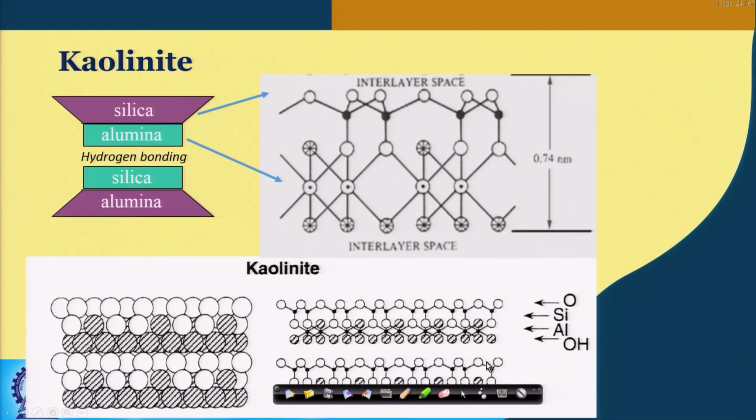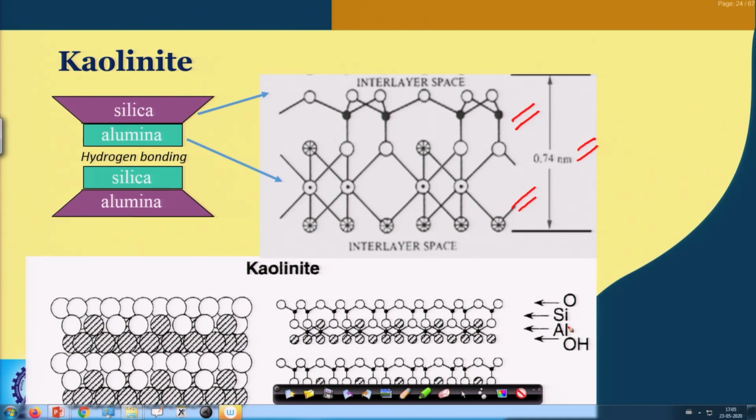In the case of kaolinite, this is the structure of the kaolinite, and in this structure it can be shown that there is no isomorphous substitution. As a result, there is no negative charge development. Here you can see this is a 1:1 type of layer, where one silica tetrahedral sheet is attached to one aluminum octahedral sheet by sharing the apical oxygens, and the d axis spacing is 0.74 nanometer.